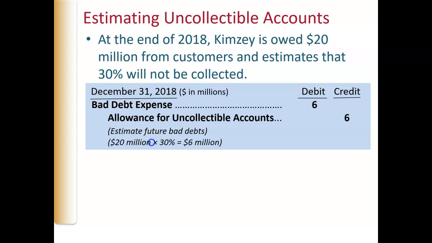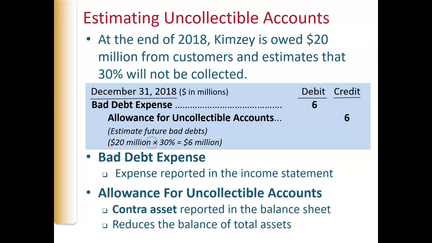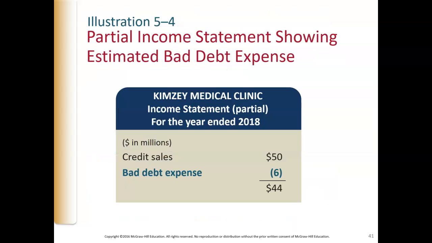So what happens is our bad debt expense is being recorded in the books, and we are allowing this contra asset account against accounts receivable to realistically show what we anticipate receiving in the future. Here, if we show credit sales of $50 million, our bad debt expense offsets those revenues to come up with realistic net income.